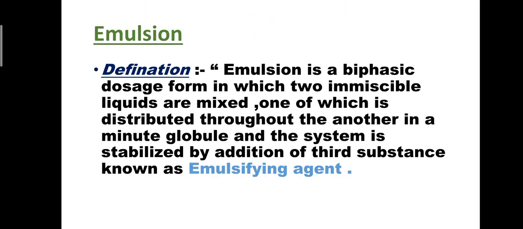Emulsion. Definition of emulsion. Emulsion is a biphasic dosage form in which two immiscible liquids are mixed, one of which is distributed throughout the other in minute globules, and the system is stabilized by the addition of a third substance known as an emulsifying agent. These are the definitions of emulsions.